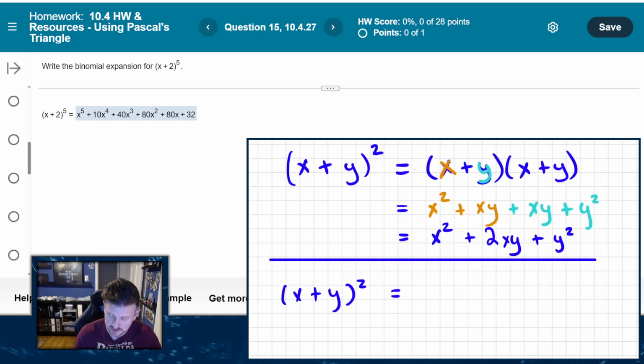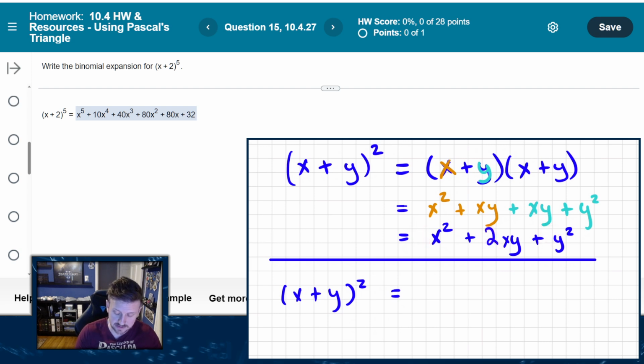Notice, what is the coefficient in front of this x squared? Well, we don't see anything, but it's an understood 1. What's the coefficient here? We have a 2. And again, I don't see anything here, but there's an understood 1. So we have that 1, 2, 1.